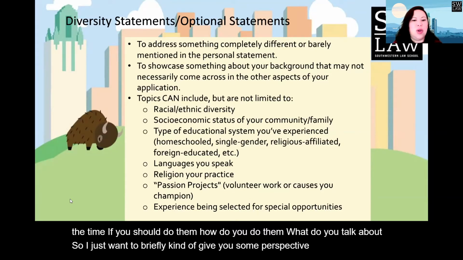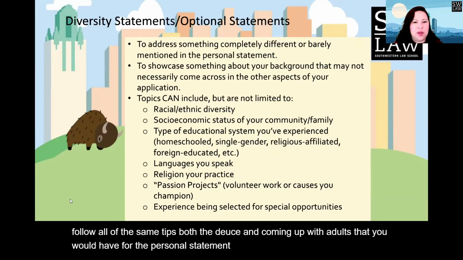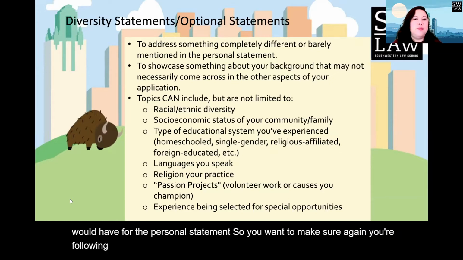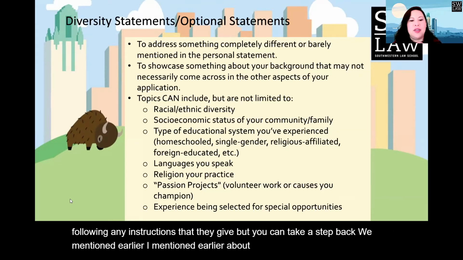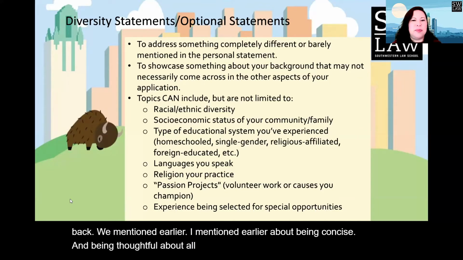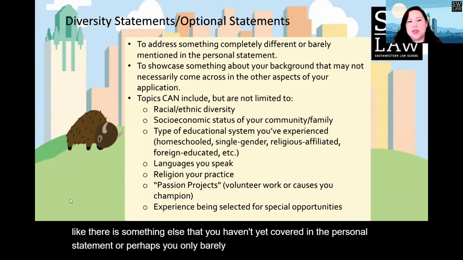You should follow all of the same tips, both the do's and coming up the don'ts, that you would have for the personal statement. So you want to make sure, again, you're following any instructions that they give, but you can take a step back. I mentioned earlier about being concise and being thoughtful about all the different things that you submit. If you feel like there is something else that you haven't yet covered in the personal statement, or perhaps you only barely covered, then that's where you can consider writing a diversity statement or an optional essay.